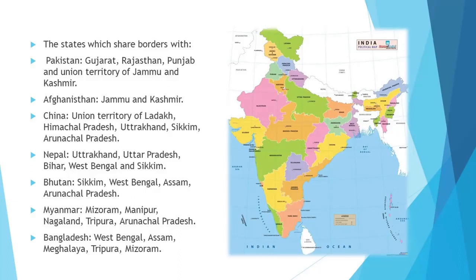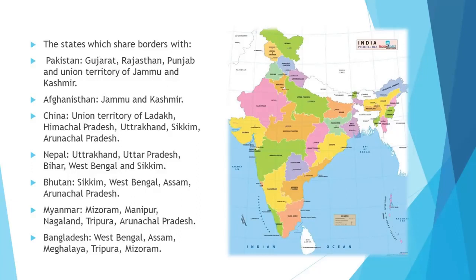India also shares northern border with Nepal. The states which share their border with Nepal are Uttarakhand, Uttar Pradesh, Bihar, West Bengal, and Sikkim. Among these, Sikkim, West Bengal, along with Assam and Arunachal Pradesh, also share border with Bhutan. India shares eastern border with Myanmar and Bangladesh.